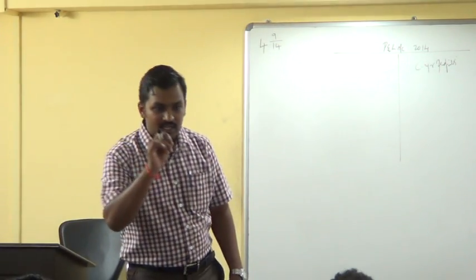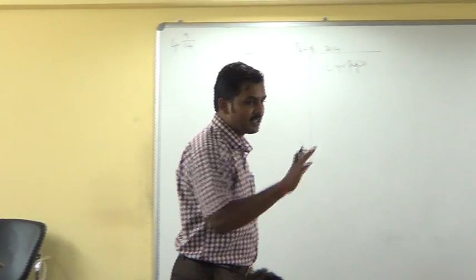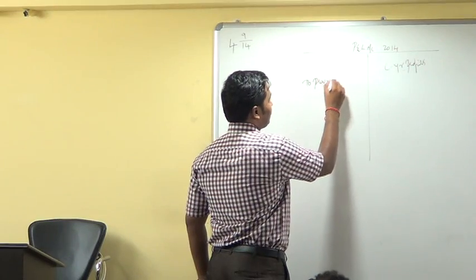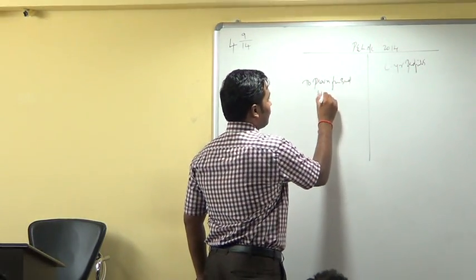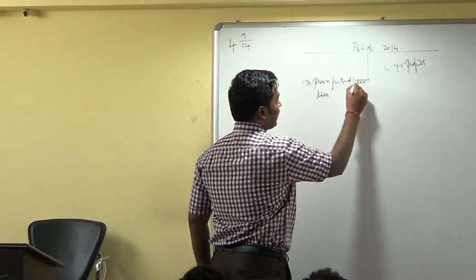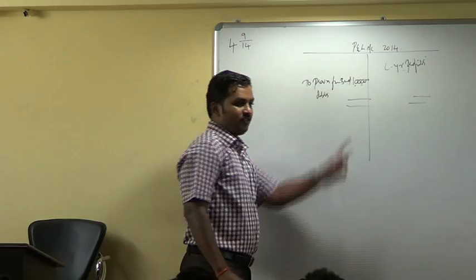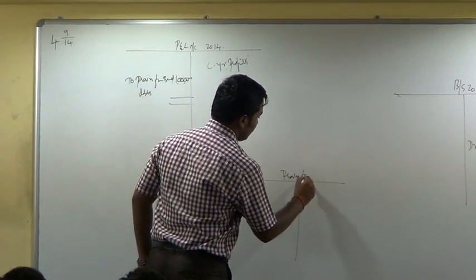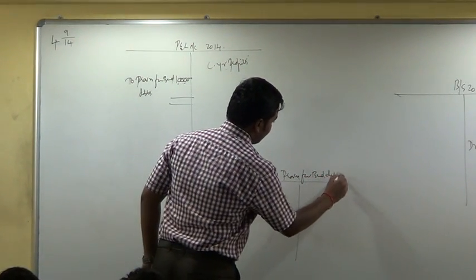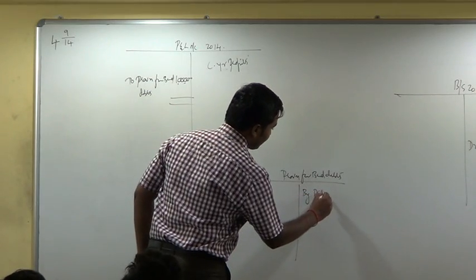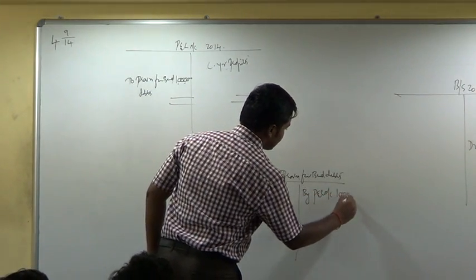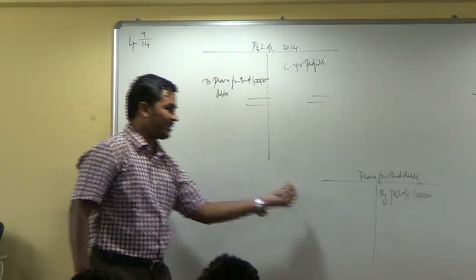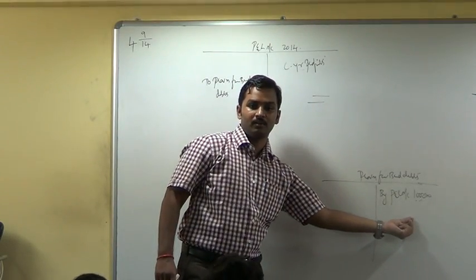We have to pass an entry: P&L account debtor to provision for bad debts. Out of the current profits, we are going to set aside how much? 1 lakh rupees. Now, the P&L account is debited, and a new account called provision for bad debts account will be opened. In that account we will give a credit by profit and loss account, 1 lakh rupees. So out of the profits, some profits have been transferred to another account called provision for bad debts account.